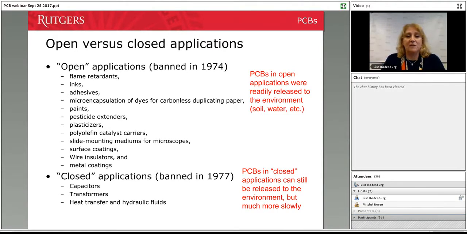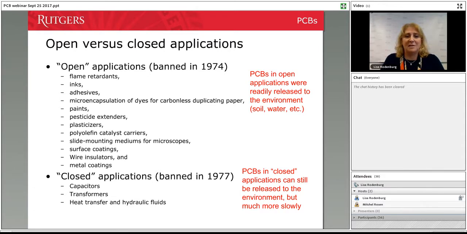The microencapsulation of dyes for carbonless duplicating paper is a big part of the reason why every recycled paper mill in the United States has a big problem with PCBs, because the PCBs were present in this carbonless copy paper, and when that paper gets recycled, the PCBs get into the recycled paper stream.